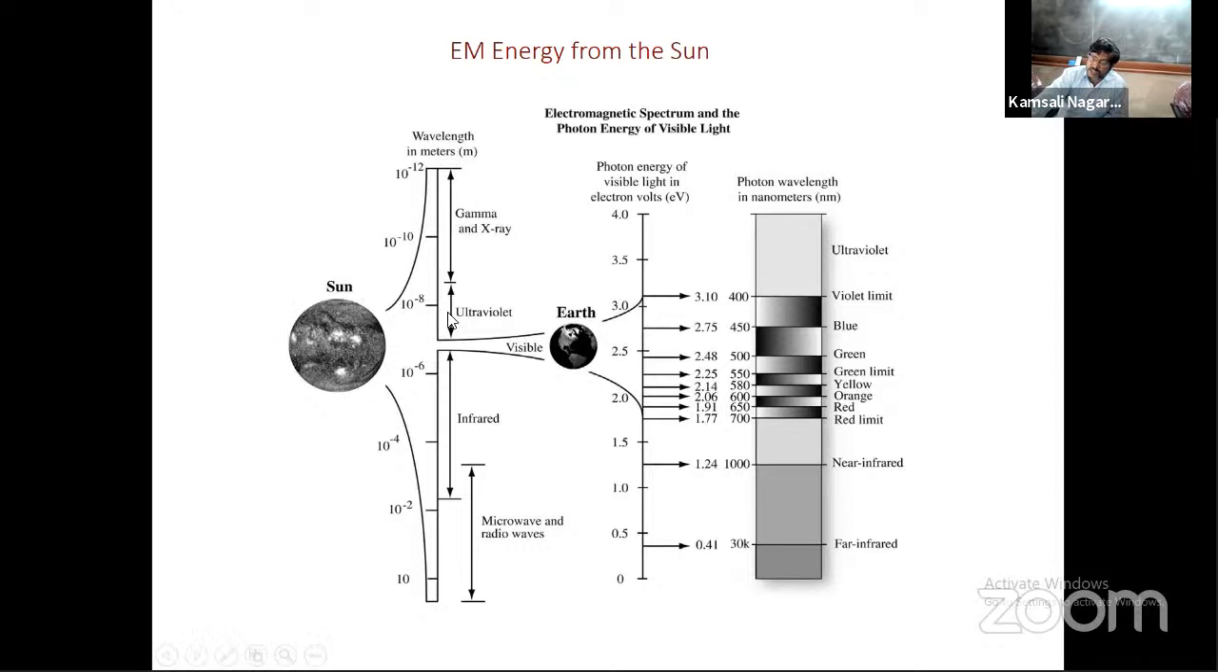The radiation emitted by the sun scales from gamma rays at about 0.01 angstrom to microwaves. Visible is a small part of the spectrum that falls on the earth. The photon energy in the visible region is less than about 4.5 electron volt. For photons of wavelength 400 to 700 nanometers, the energy is around 3.2 to 1.7 electron volt. So 1.7 to 3 electron volt is the photon energy in the visible region. The violet limit is at 400, then blue.